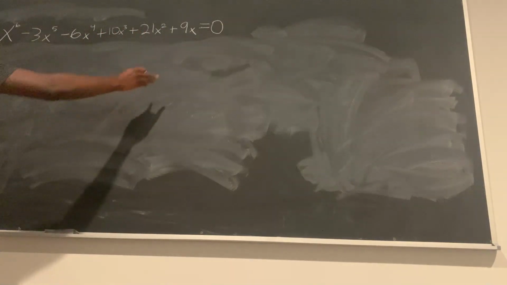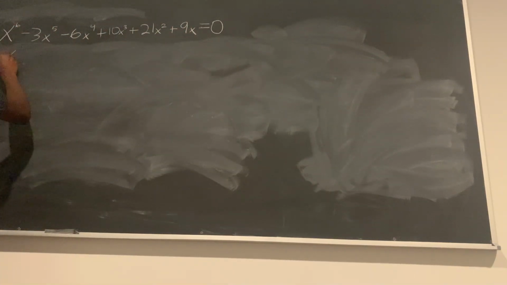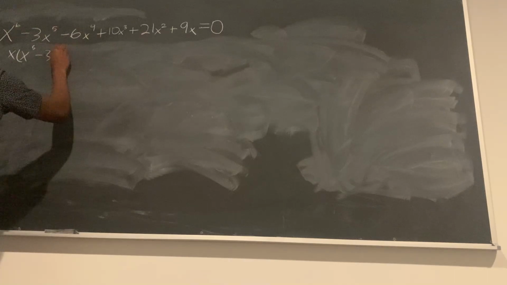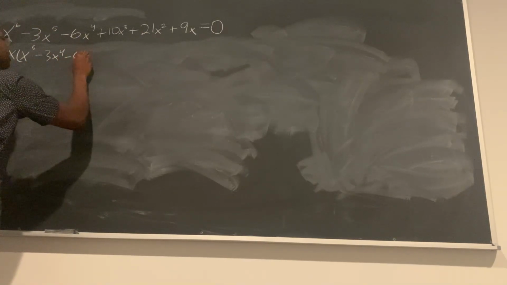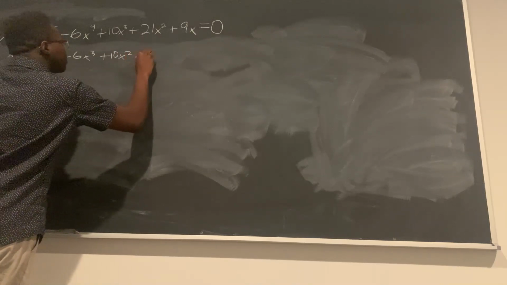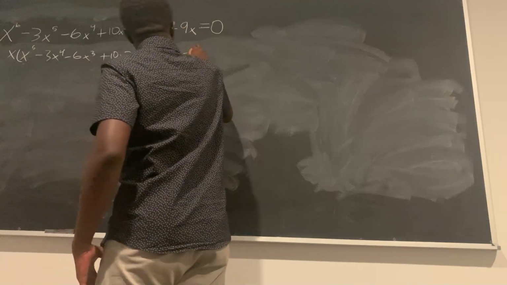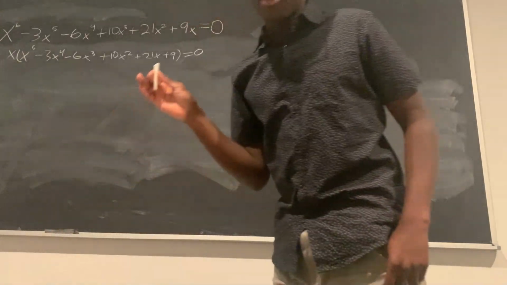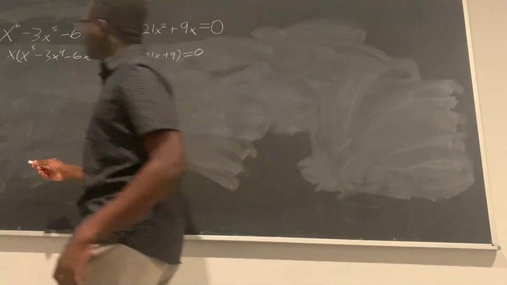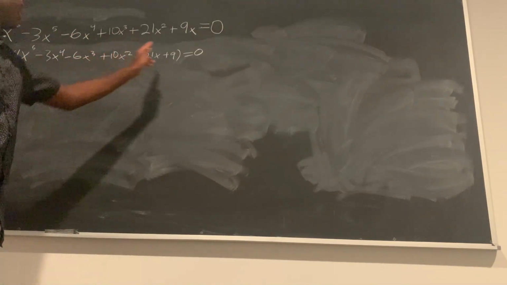So let's do this. The first thing you notice is all these terms have an exponent, so we can take an x out. To factor it out, we just bring the power down for each of these terms. So x to the fifth minus 3x to the fourth minus 6x cubed plus 10x squared plus 21x plus 9, and then this equals 0. And since this equals 0, the zeros that we are finding are not for this polynomial.